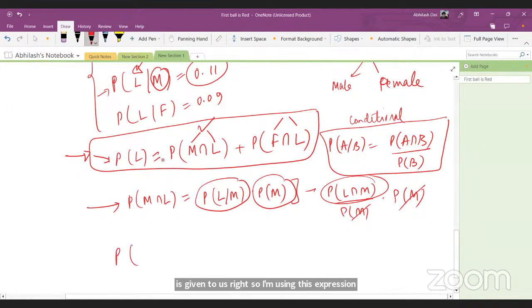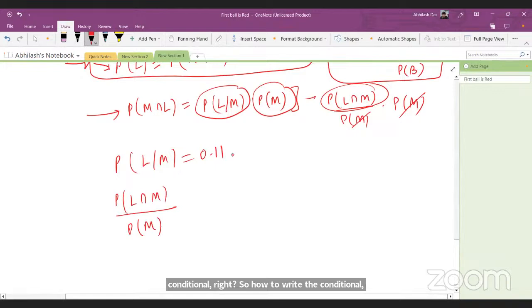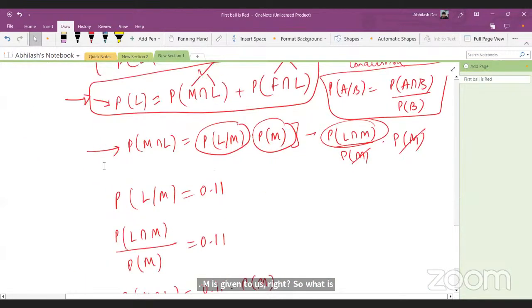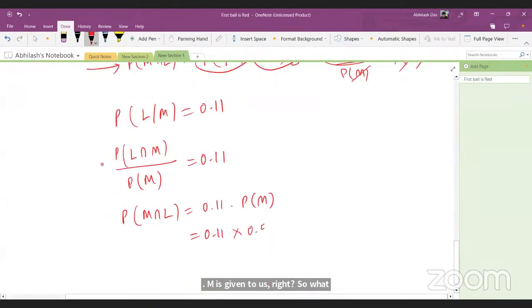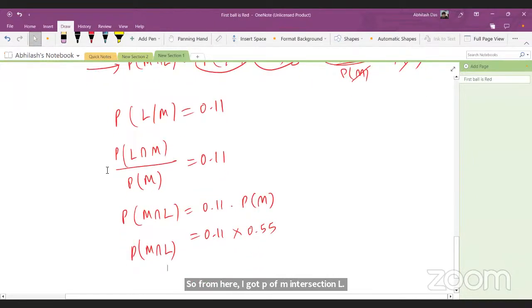So let's write this one. This is given to us, right? 0.11. So now this is conditional, right? So how to write the conditional? What is the formula? P of L intersection M upon P of M, right? Yes, sir. Now this is 0.11. From here, can I calculate M intersection L, which will be 0.11 times P of M? Now P of M is given to us, right? So what is P of M? 0.55. So 0.11 times 0.55. So from here, I got P of M intersection L. Is there any doubt? No, sir.